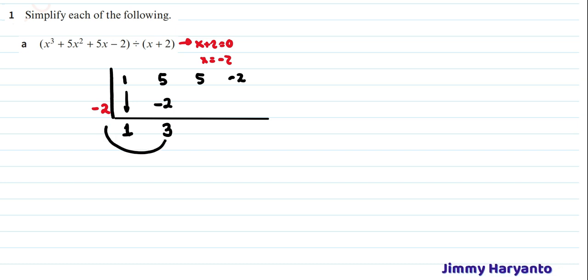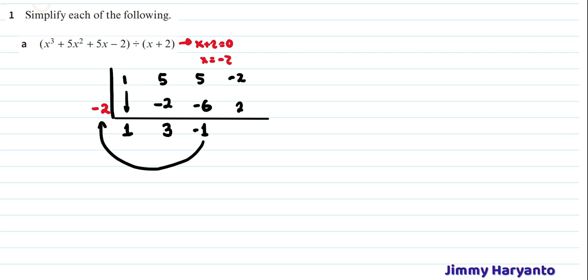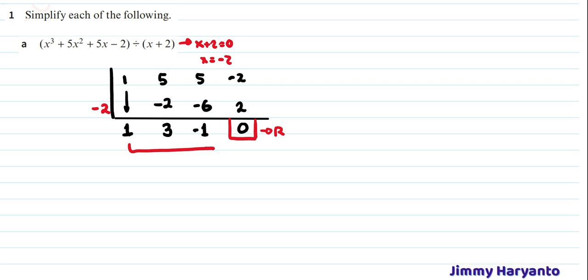You'll have 3. Multiply the 3 with negative 2, you'll have negative 6. And then add them one more time, you'll have negative 1. Multiply it with negative 2, you will have 2, and then this one is 0. Remember that the last number will be the remainder. This one is the remainder, and this one is the quotient. So the result of the division is 1x squared plus 3x minus 1.